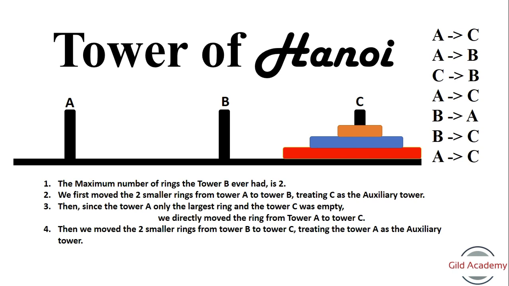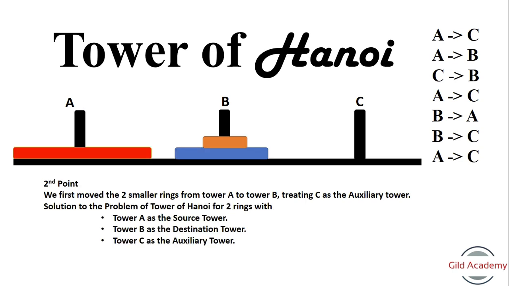Let's have a closer look at point 2 and point 4. At point 2, we said that we moved the two smaller rings from tower A to tower B, treating C as the auxiliary tower. So this is nothing but the solution to the problem of Tower of Hanoi with two rings. It's just that we treated tower A as the source tower, tower B as the destination tower, and tower C as the auxiliary tower.